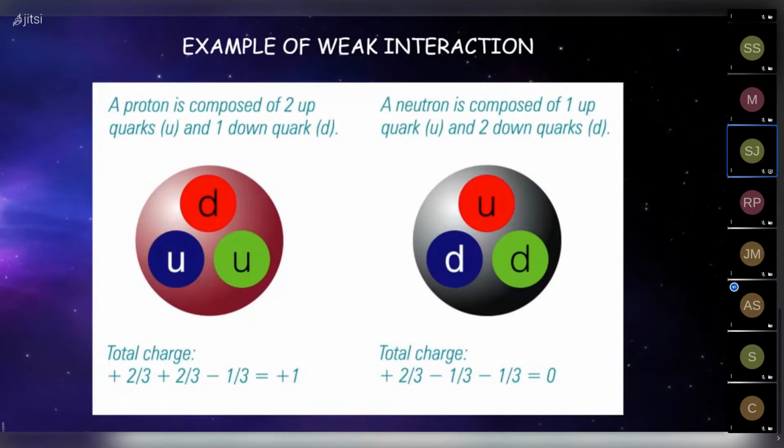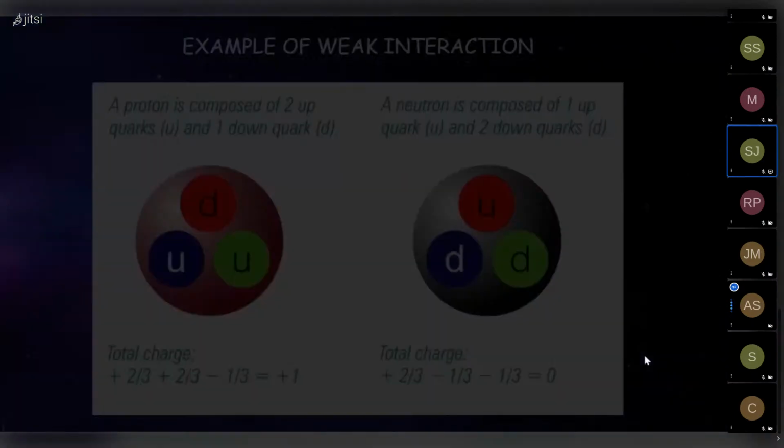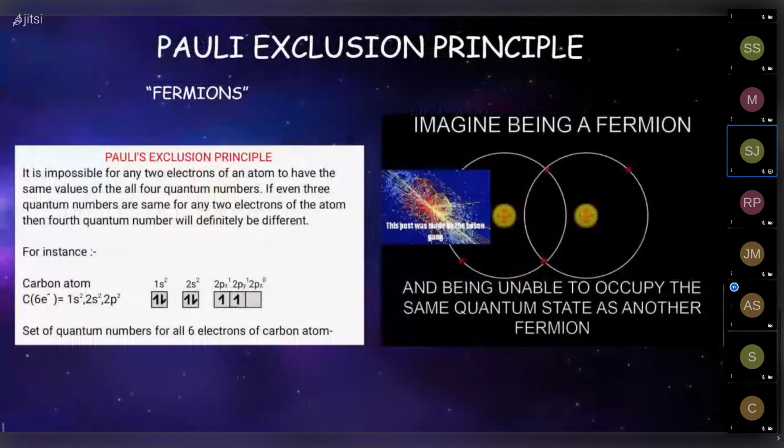Sagar, next slide, please. So the Pauli exclusion principle that I was talking about for fermions, many people would have learned it in high school or PU college as saying it's impossible for any two electrons of an atom to have the same values of all four quantum numbers. This is actually a specific case. A far more general statement would be that no two fermions can occupy all the same quantum states.